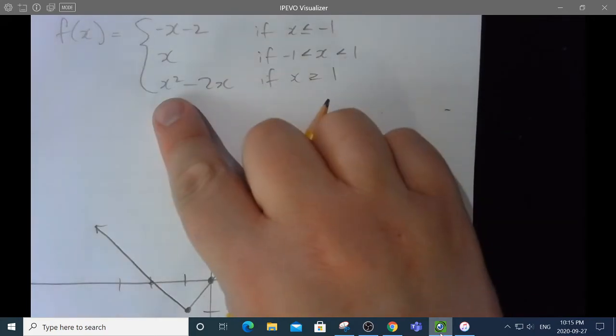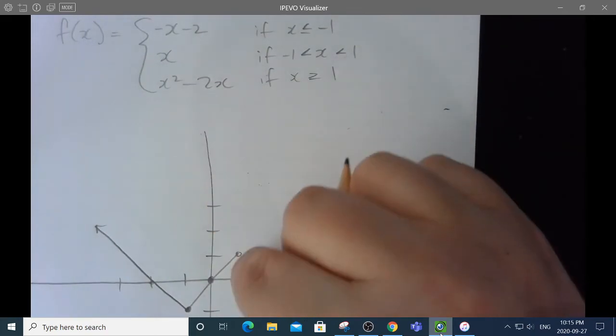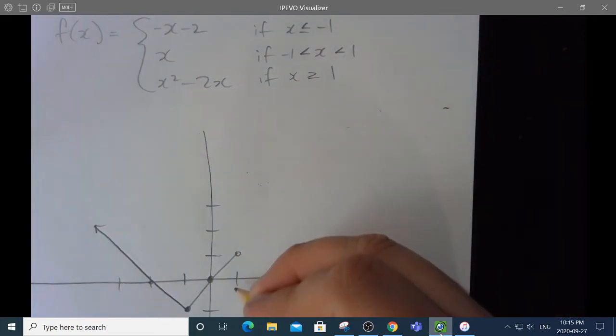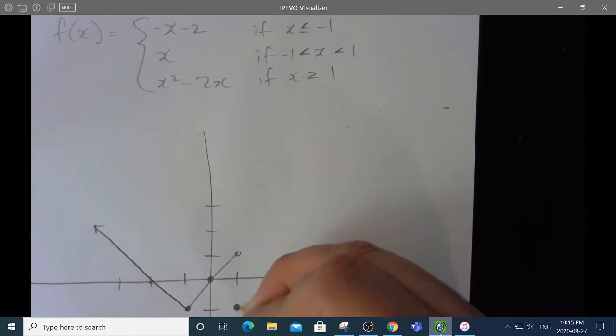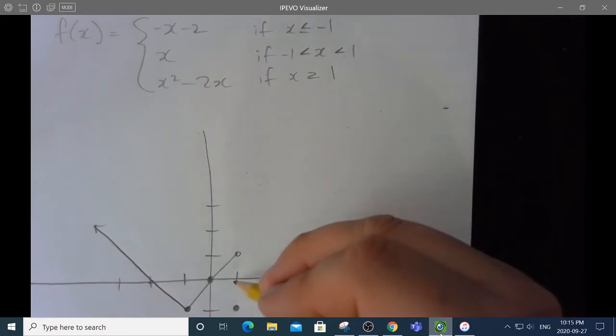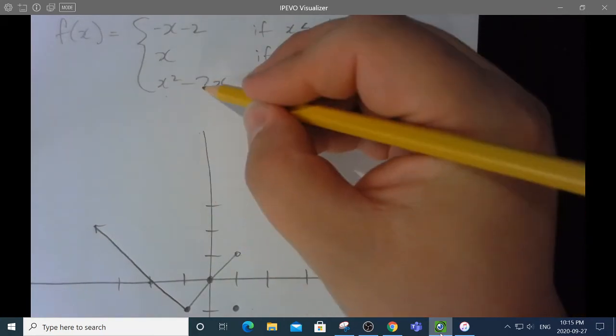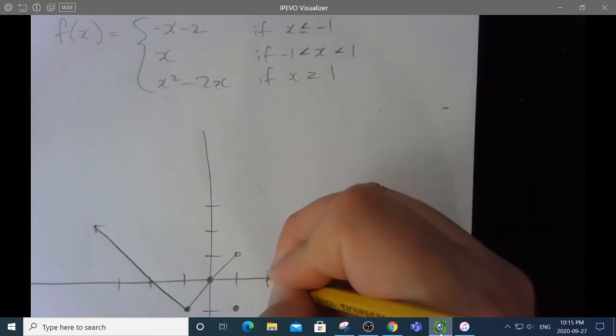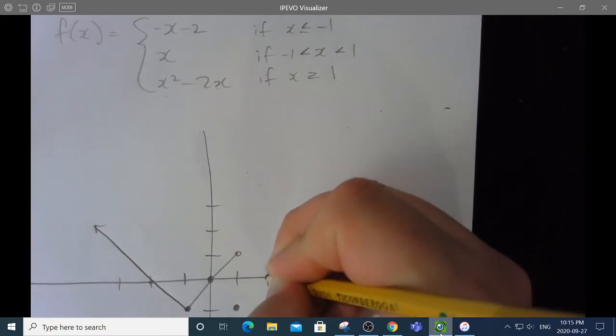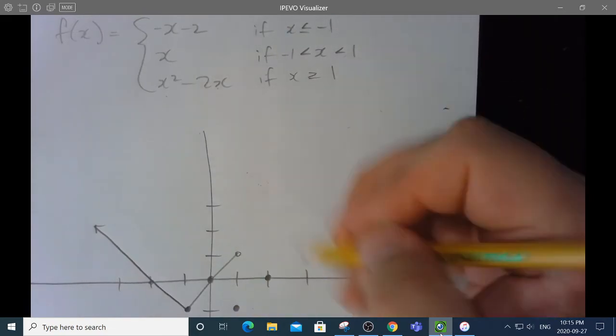Okay, well, what happens when you plug 1 in there? 1 minus 2 is -1. Aha, so y is actually going to be down here. What happens when you plug in x is 2? You're going to get 4 minus 4 is 0. And what happens when you plug in 3 for x?